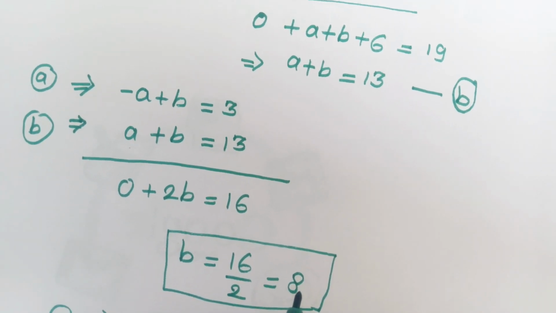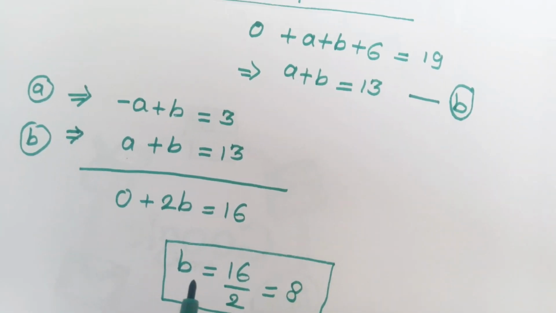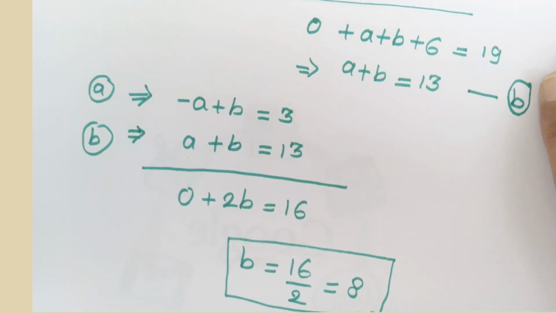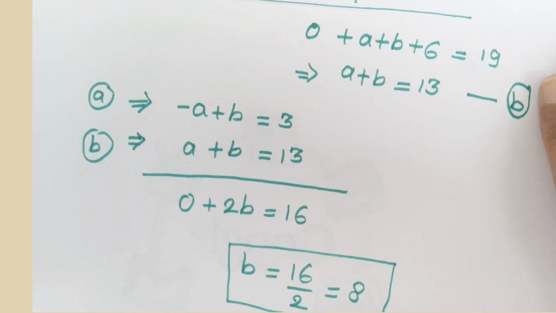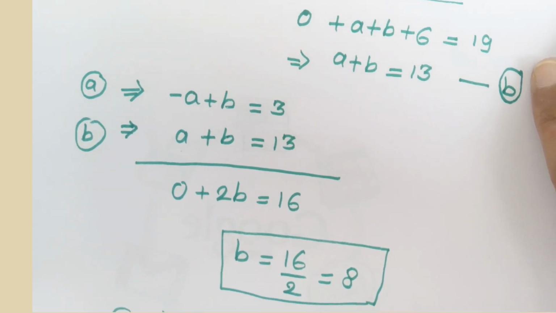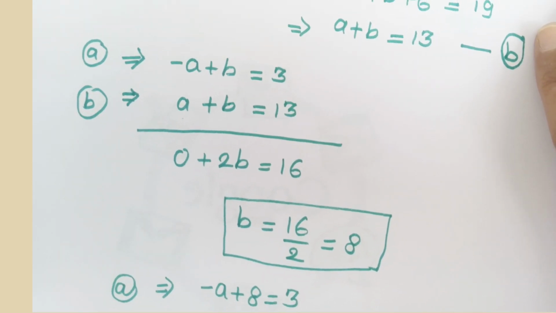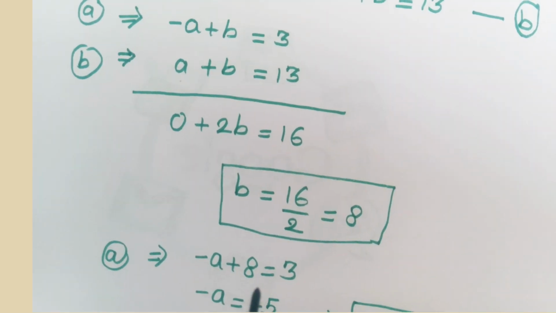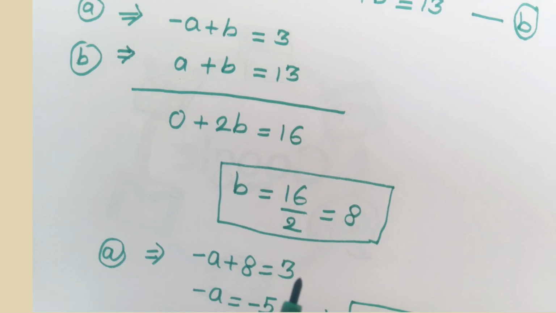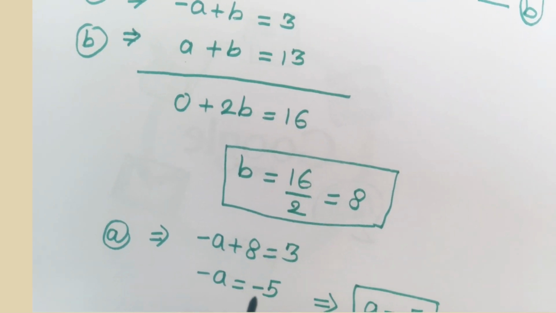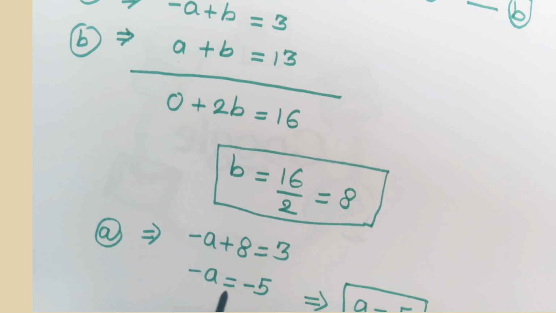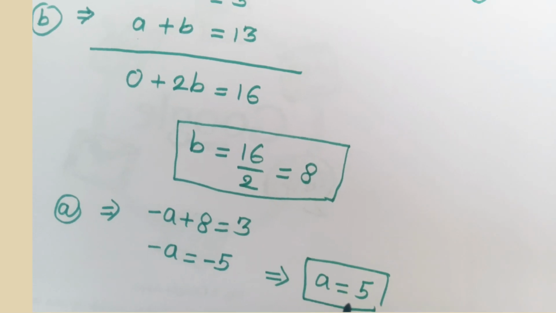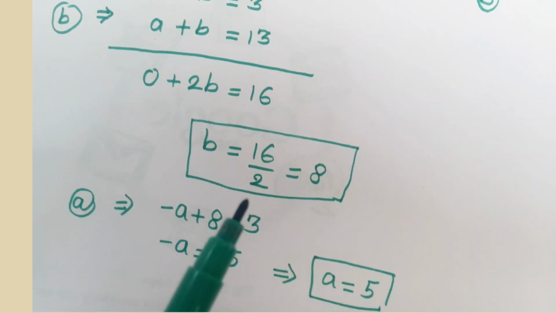Now we want the value of a. For that, put this 8, that is the value of b, in any one equation. Either put it in equation number A or in equation B. If we put the value of b in equation number A, then we get minus a plus 8 equals 3. That is, the value of b is 8. Now simplify this term, shift this 8 to the right hand side, then it is 3 minus 8, that is minus 5. Here the right hand side and left hand side both contain minus, so minus minus get cancelled. We get a is equal to 5. Here we get the values of a and b.